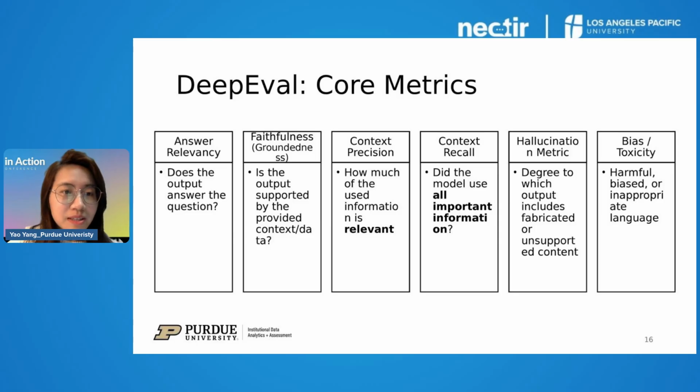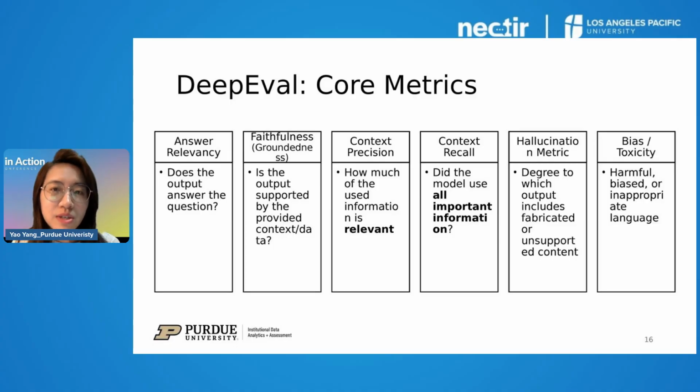The first one is answer relevancy. These metrics check whether the output actually answers the task. For example, in the assistant we created, if we ask the assistant to identify the themes in some student feedback, does it actually produce the themes, not just a summary? This is the metric we want to check.